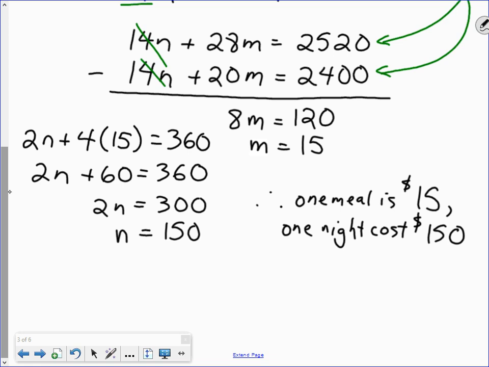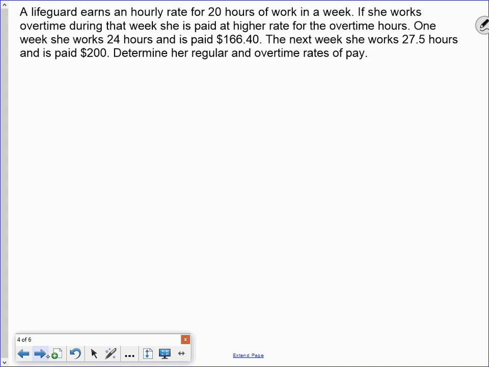Okay. So our next one here also deals with money. All right. A lifeguard earns an hourly rate for 20 hours of work in a week. If she works overtime during that week, she's paid at a higher rate for the overtime hours. 1 week she works 24 hours and is paid $166.40. The next week she works 27.5 hours and is paid $200. Determine her regular and overtime rates of pay.